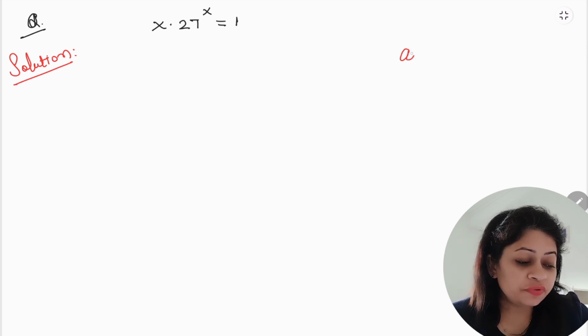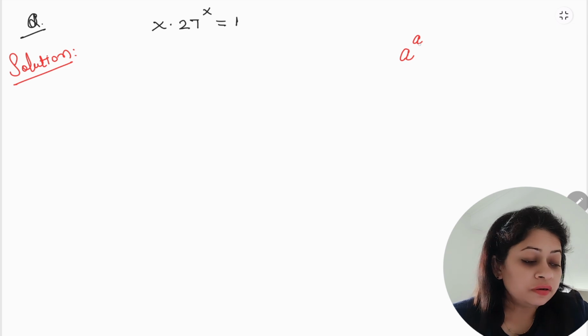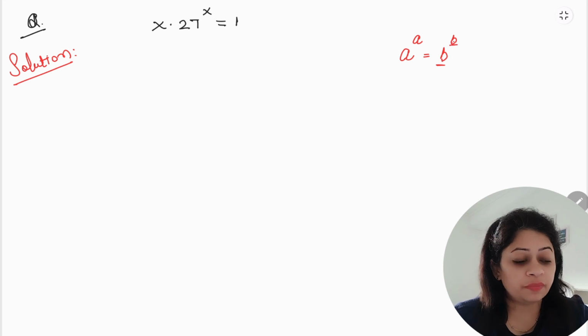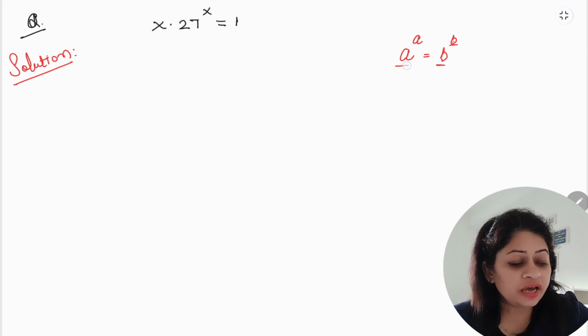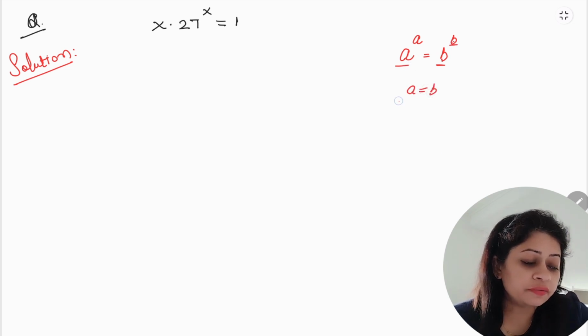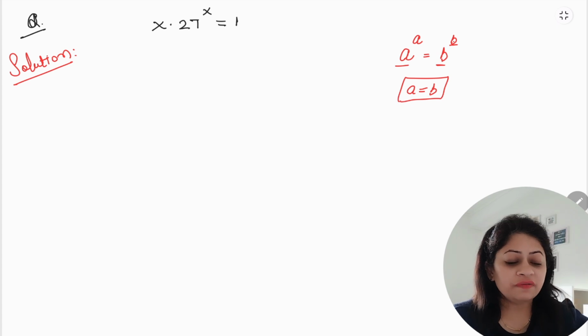If you have something raised to power something, with the same things in the power and the base, and on the right hand side as well you have the same things as the power and the base, the same number, then you can actually say a is equal to b, right? So whenever we have this type of question, where we have power in x, always try to do it this way.